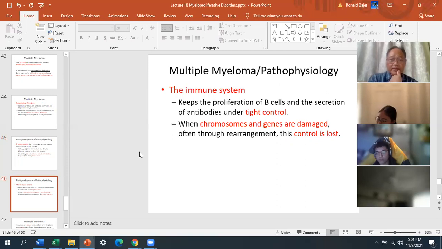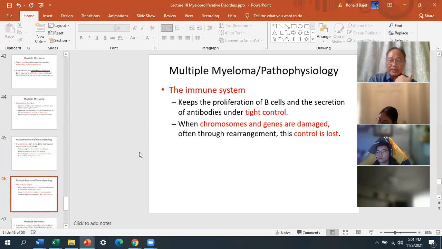So your immune system keeps the proliferation of B lymphocytes and secretion of antibodies under tight control. You don't want to overproliferate or overdo the production of B cells and the secretion of antibodies. Sure, they're good, but you don't want to overdo it. So you have to keep it under tight control. And when the chromosomes that control the production or proliferation of B cells and the secretion of antibodies are interrupted or damaged, then you can run into problems like multiple myeloma.